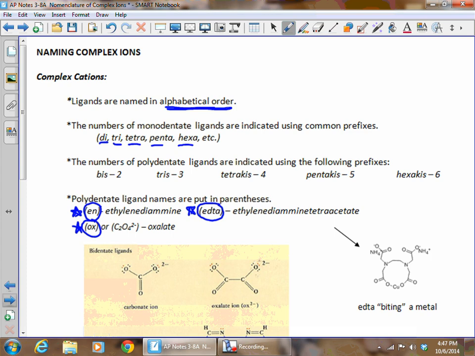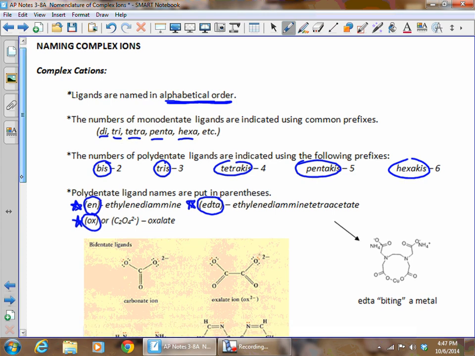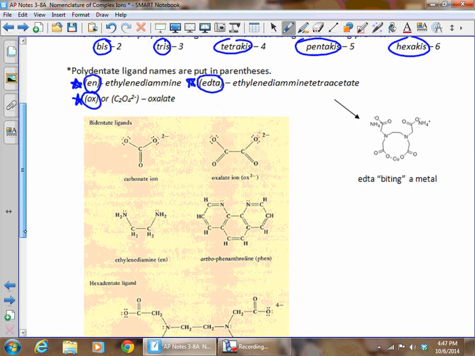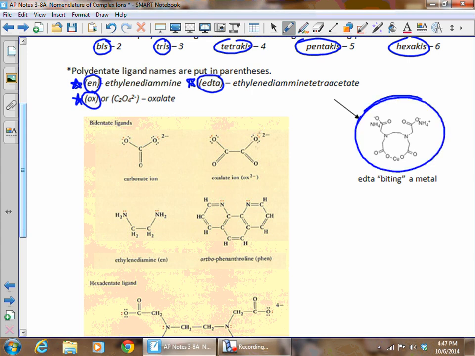But if we have those in the chelate or the complex, then we're going to use some weird prefixes to indicate those numbers: bis, tris, tetrakis, pentakis, and hexakis. There's probably a reason for that. I don't know what it is, but it makes some kind of cool names. So we'll see that. Now, my favorite structure is for EDTA. Look at EDTA here. It looks like a crab biting onto things, but that's what it will actually do, like I said, bite onto those metal cations and attach to them.